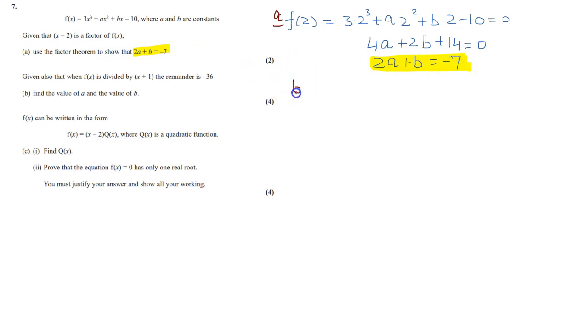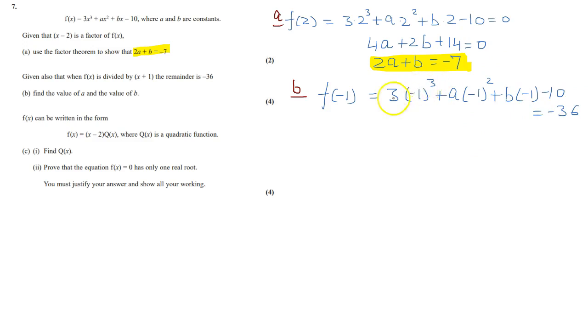Part b, when f(x) is divided by x plus 1, the remainder is minus 36. Now we put x is equal to negative 1. So that is 3 times negative 1 cubed plus a times negative 1 squared plus b times negative 1 minus 10. We get negative 36.